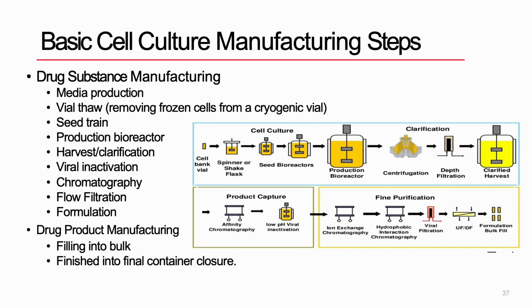This is what you can see in the picture shown in this slide. So you have the cell bank, of course, and you put that in a spinner or shake flask where you have the media, which is represented in yellow. And then you have seed bioreactors. We call that a seed train. Then we are going to end up in a production bioreactor. And then we are going to go through the centrifugation, the depth filtration, and then we end up, of course, having a clarified harvest. That's what we can see in the list on the left.